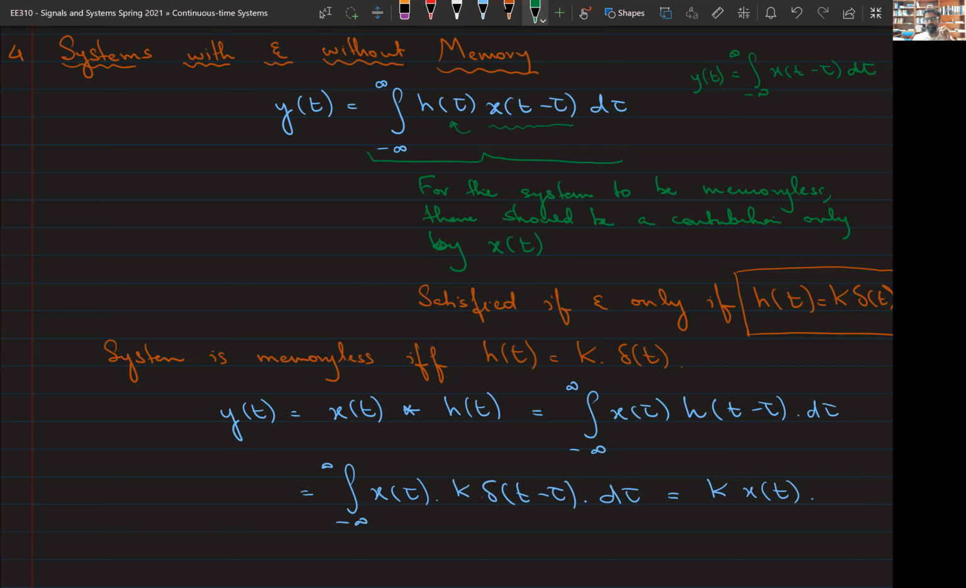All of those contributions in y of t should be 0. And the only way they can be 0 is if h of 1 was 0 and h of 2 was 0 and h of 3 was 0, right? All of the h's must be 0 except the one residing at tau equals 0. Okay? And that must be some delta. Okay? So thank you, sir. Makes sense.